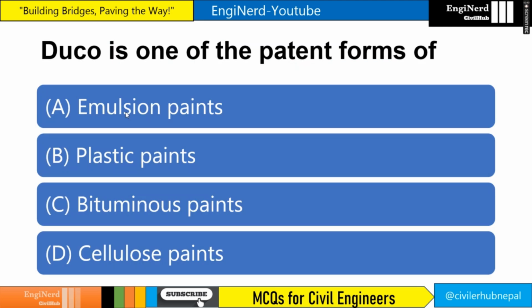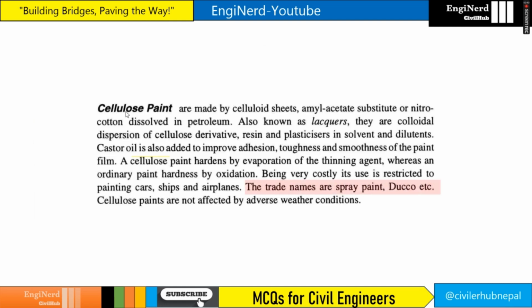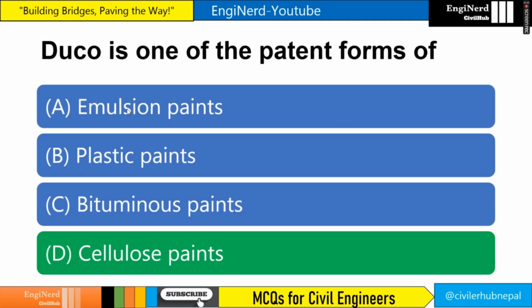Duco is one of the patent forms of, right? So the answer is cellulose paints. If you see in the cellulose paint, the trade names are spray paint, Duco, etc. And another important thing to remember about cellulose paint is that it is very costly. Its use is restricted to painting cars, ships and aeroplanes only. The answer is cellulose paints.